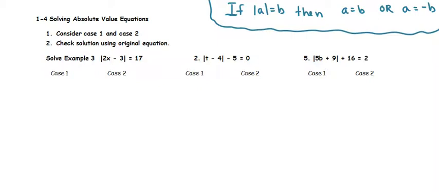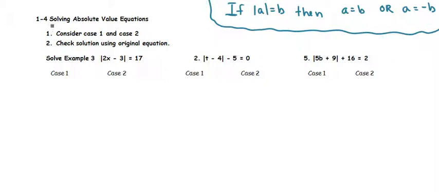When being asked to solve an absolute value equation, we begin by recalling our definition. If the absolute value of A is a quantity B, then either A equals B or A equals negative B. That's based on the fact that we think of absolute value as distance on a number line in either direction.